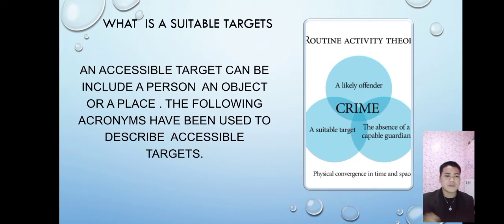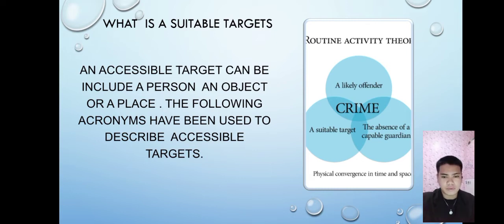What is a suitable target? An accessible target can include a person or an object or a place. The following acronym has been used to describe accessible targets. Routine activity theory looks at crime from the offender's point of view. A crime will only be committed if the likely offender thinks that the target is suitable and absent of capable guardians. It is an offender's assessment of the situation to determine whether a crime will take place.